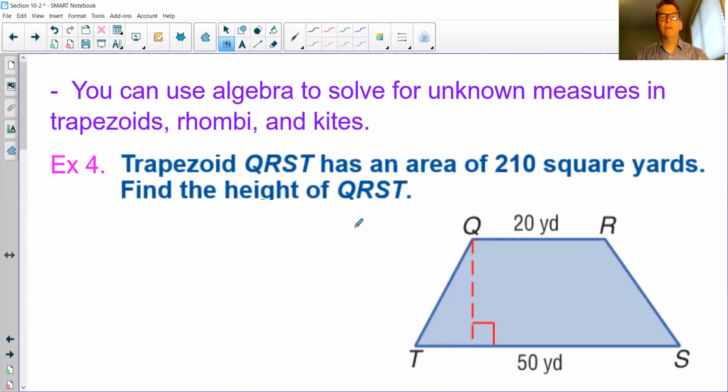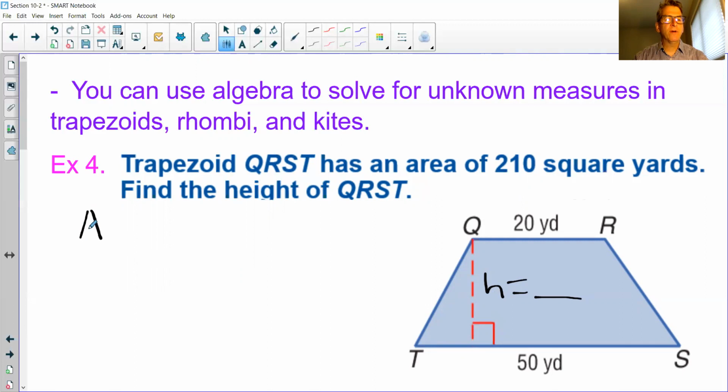You can use algebra to solve for unknown measures in trapezoids, rhombi, and kites. Trapezoid QRST has an area of 210 square yards. Find the height of QRST. All right, so we're going to try to find this height right here.